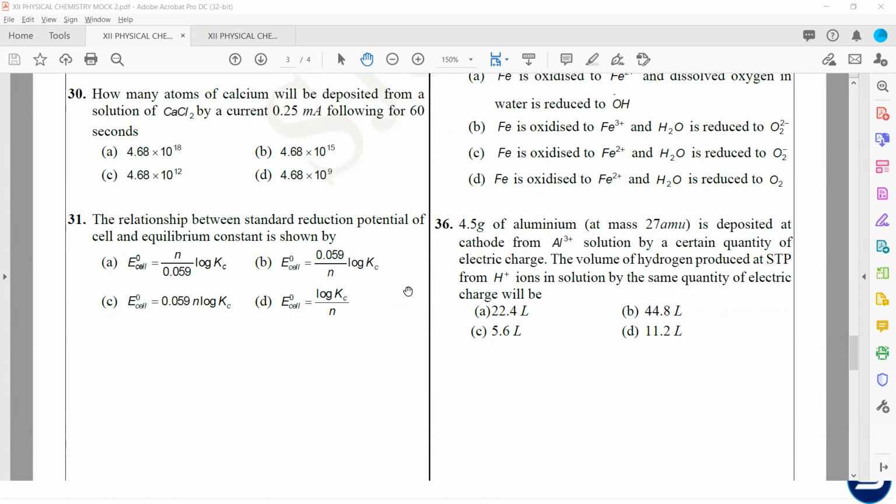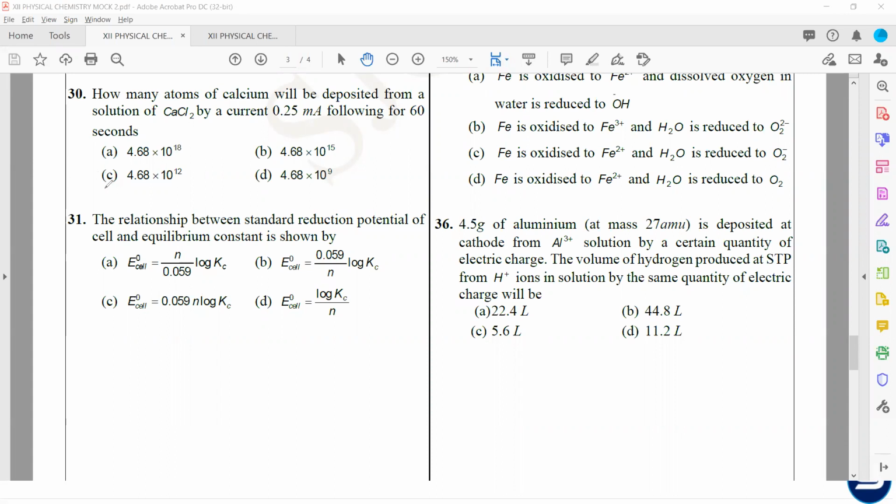And then, 1 Faraday would give the equivalent mass of CaCl2. So these many Faraday would give how much? So you are finding the amount of CaCl2. Will you consider CaCl2, or only calcium will be considered in your calculation? Only calcium. So calcium chloride is not required, only calcium.